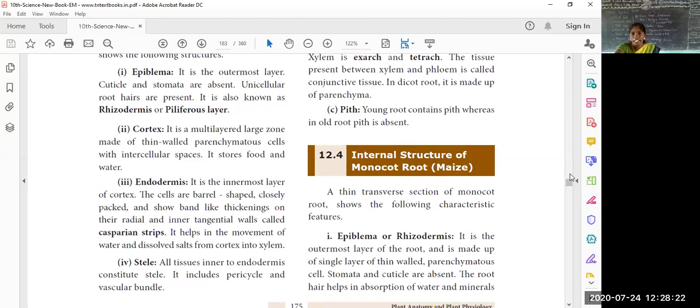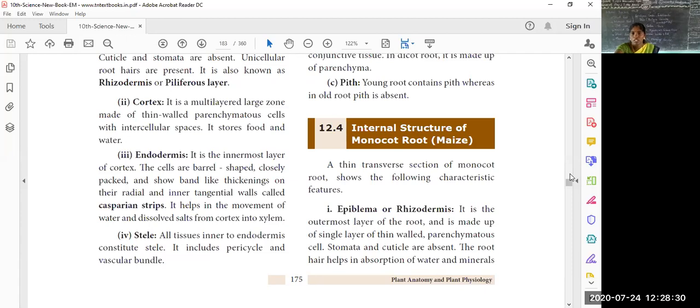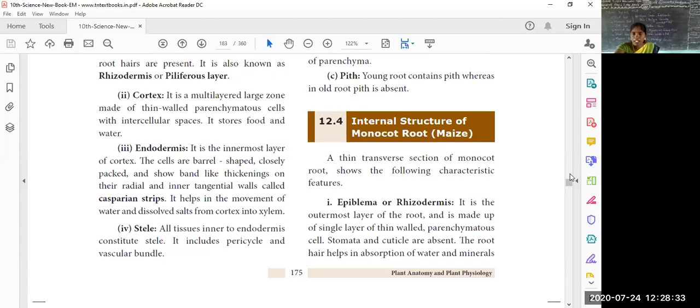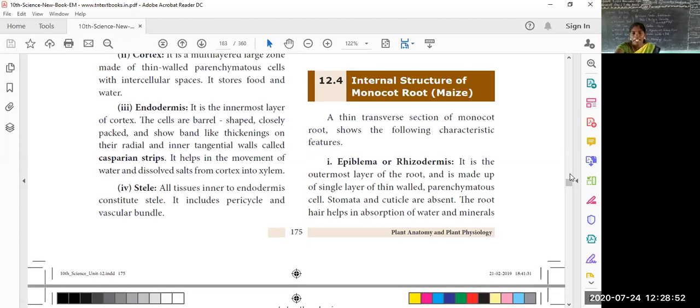Okay, so next, internal structure of monocot root, for example, maize. A thin transverse section of monocot root shows the following characteristic features. If you cut the root of maize, you will be able to see the following structures under the microscope. Epiblema is otherwise called rhizoderm. I already told you, it is the outermost layer of the root, like dicot root. It is made up of a single layer of thin-walled parenchymatous cells, and stomata and cuticle are absent like in dicot root. The root hair helps in absorption of water.